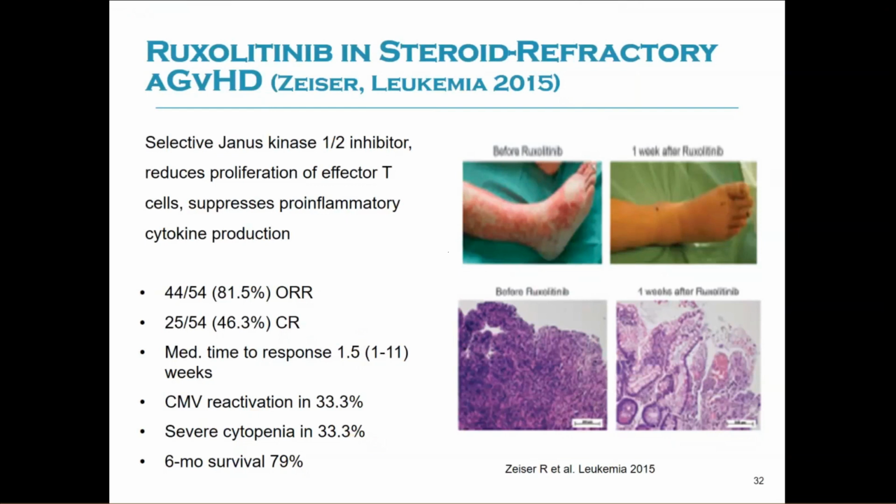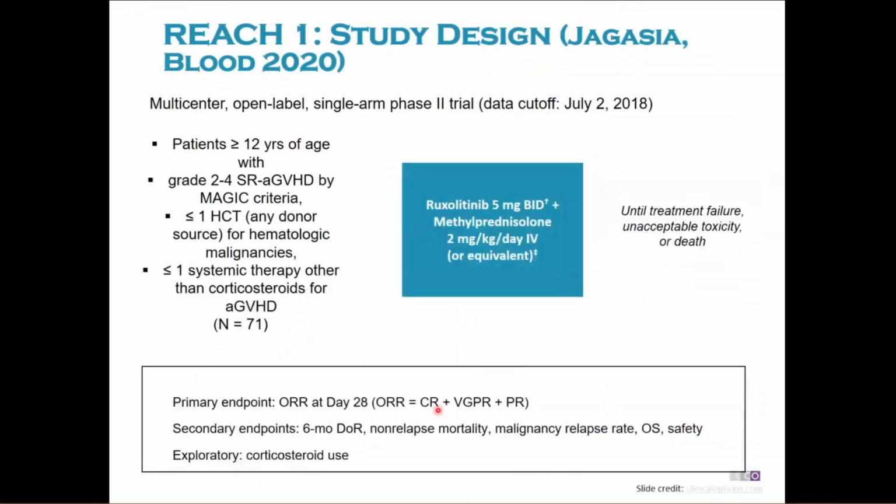The REACH-1 study was a multi-center open-label single-arm phase 2 trial offering the treatment with ruxolitinib 5 milligram twice daily in addition to methylprednisolone 2 milligram per kilogram per day.